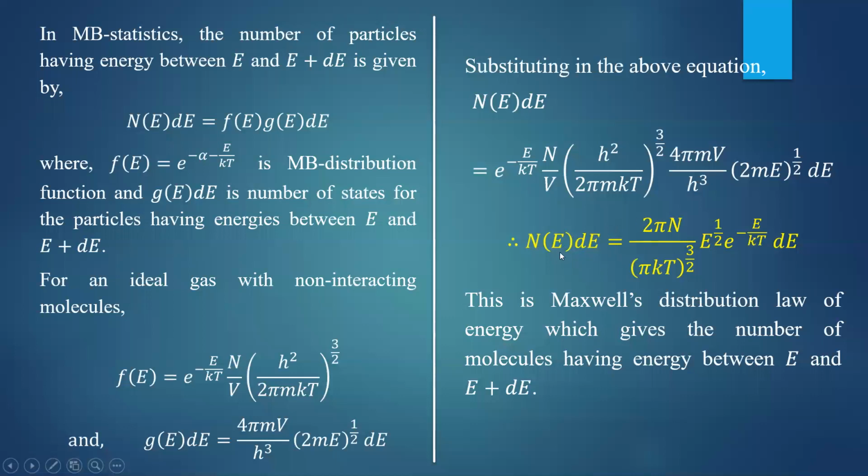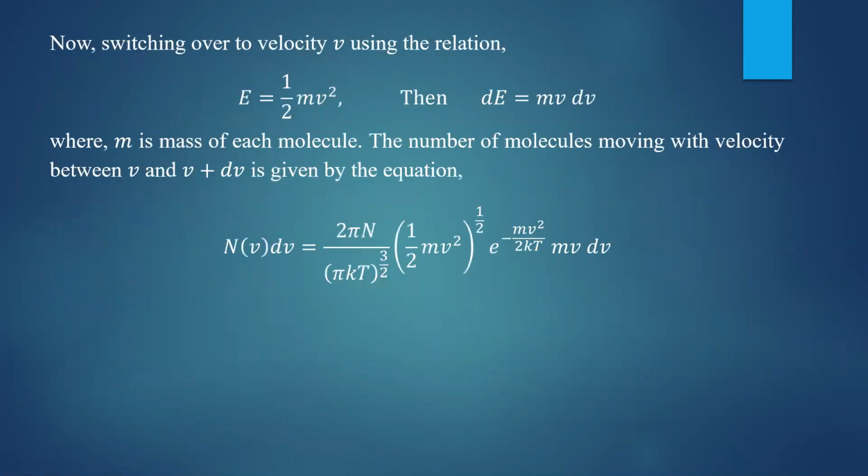You put E is equal to half mv square. You convert E into V. Keep substituting that. Let us do that. Now switching over to velocity v using the relation E equal to half mv square, that is the kinetic energy equation. We'll use this equation to convert the energy relation into the velocity relation.